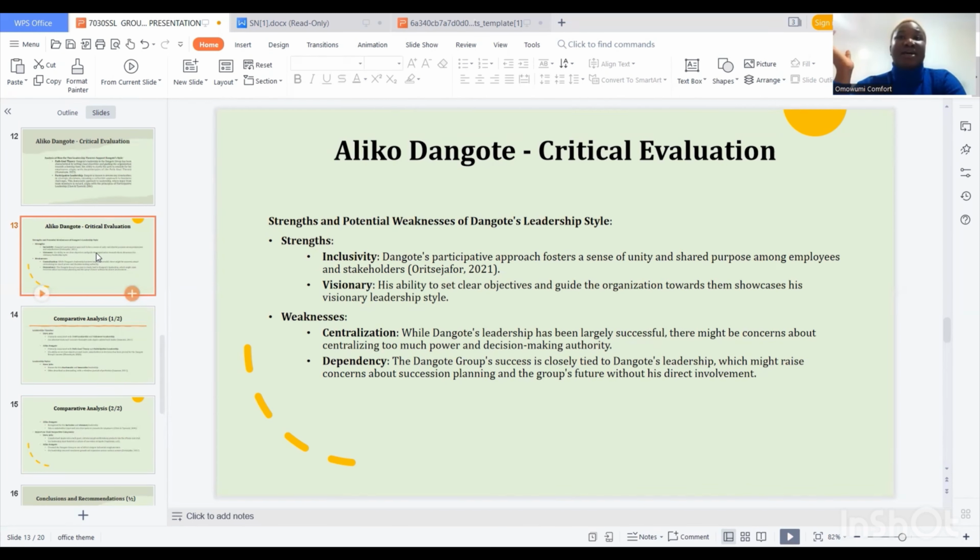However, just like any other leader, he is not invulnerable to challenges. One potential hurdle he may face is the possibility of centralizing decision-making authority. At this point, I'll be handing over the next slide to my colleague Evans.